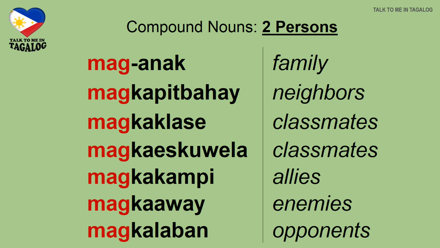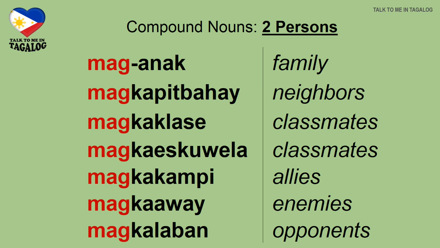Magkapitbahay. Kapitbahay means neighbor. So magkapitbahay means two neighbors. Magkaklase. Kaklase means a classmate, but if you say magkaklase, you're referring to two classmates. Another word for magkaklase is magkaeskwela, meaning two classmates.